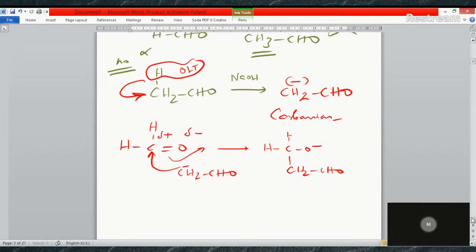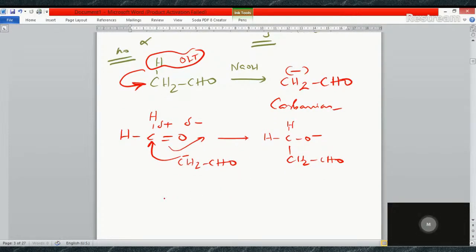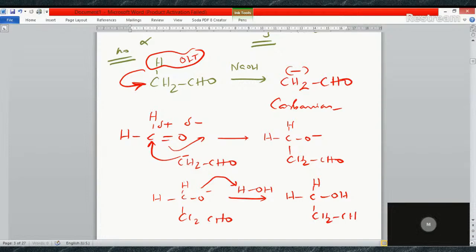That is as usual. I am writing that step: HCH, O minus and CH2CHO. It can be protonated by using water, HOH. O minus contributes electron to this hydrogen. Protonation takes place. Due to that, we will be having HOCH2CH2CHO, the aldol type product. How to write the IUPAC name of this aldol type compound?